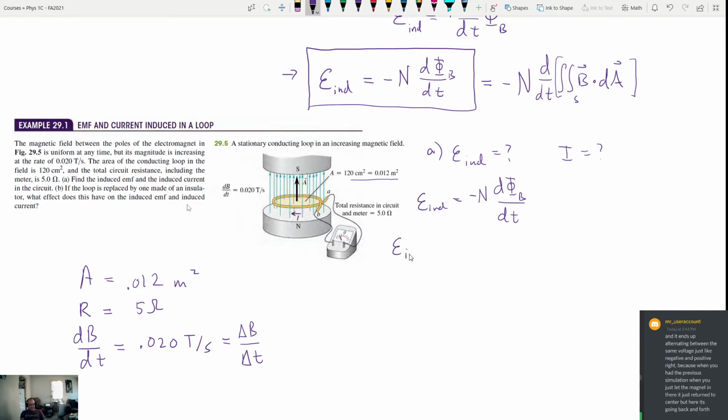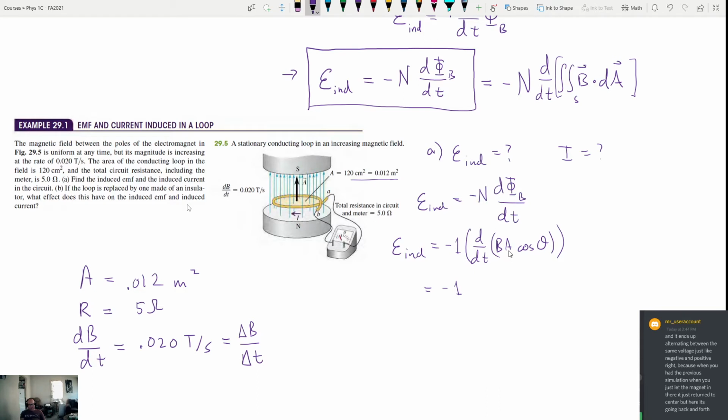So this is going to be E induced is equal to, there's only one loop of wire, right? It says it's just one conducting loop, yeah. So this is going to be negative 1 times d phi dt. So that's going to be d dt of B times A times the cosine of the angle between B and A.